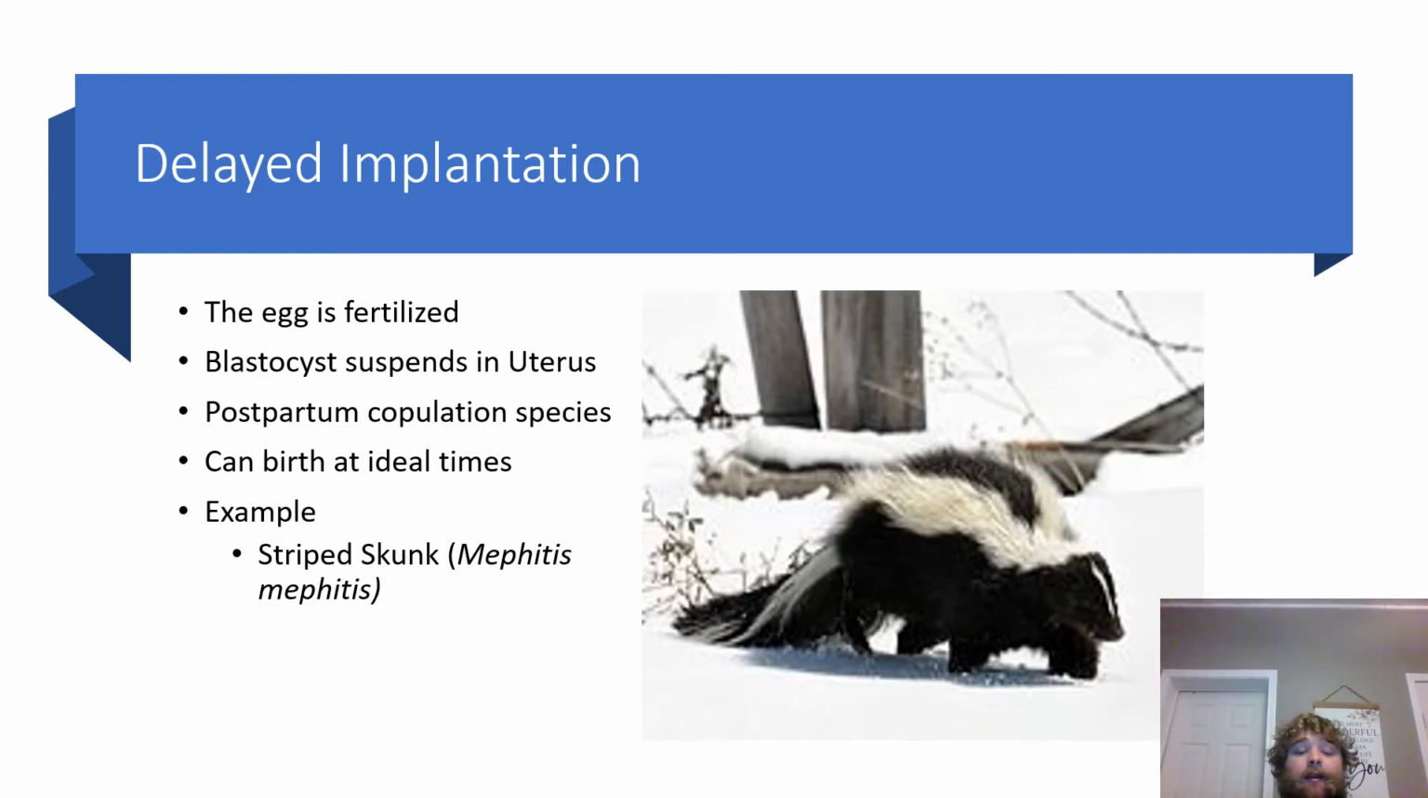Delayed implantation is where the egg is actually fertilized, but the blastocyst, the fertilized egg, is kind of suspended in the uterus. It's not implanted, but it is fertilized. So it's one step more than delayed fertilization before it pauses. This is popular in postpartum copulation species, and it can help them time the ideal birth during the birth season. One example of this is the striped skunk, which typically will use delayed implantation.